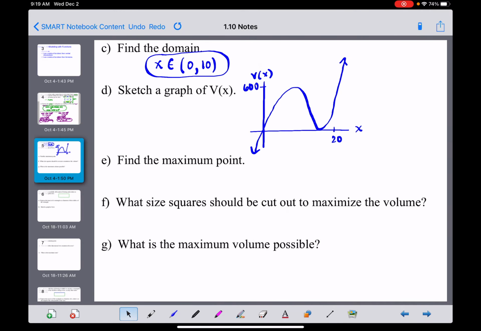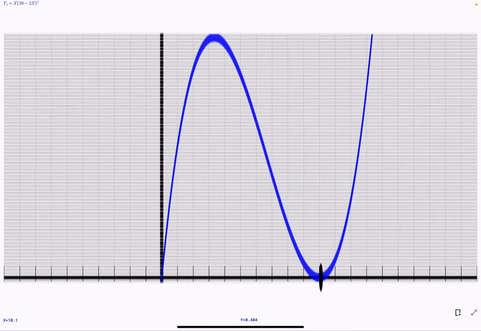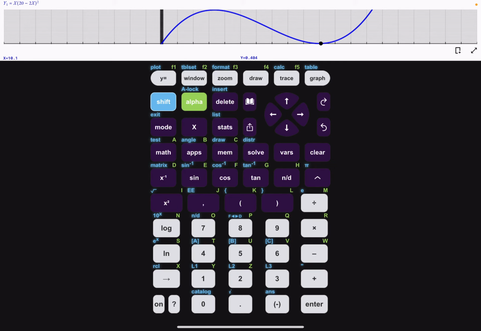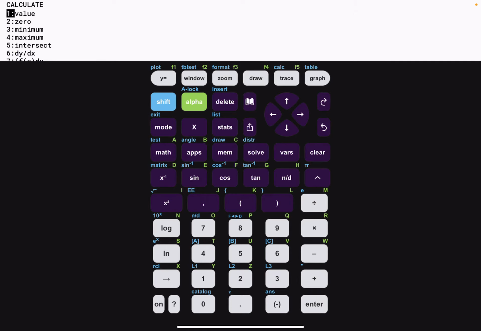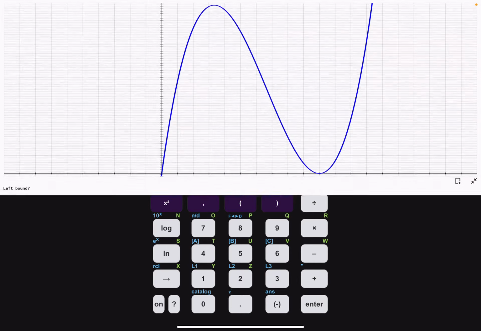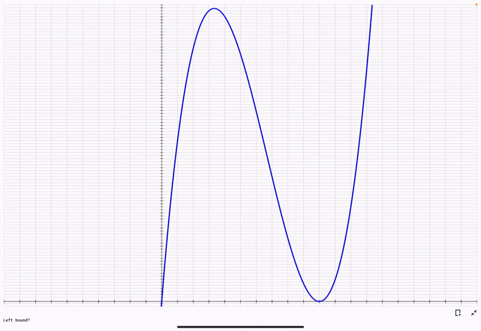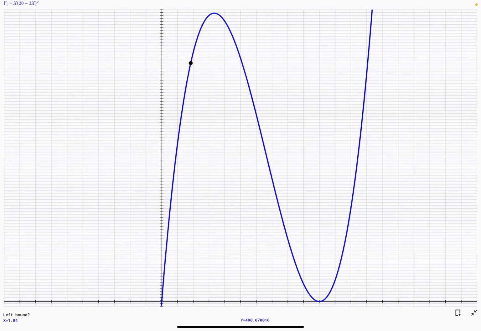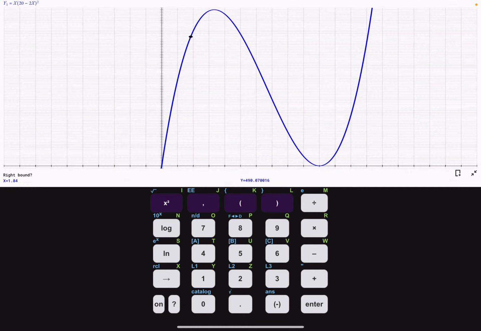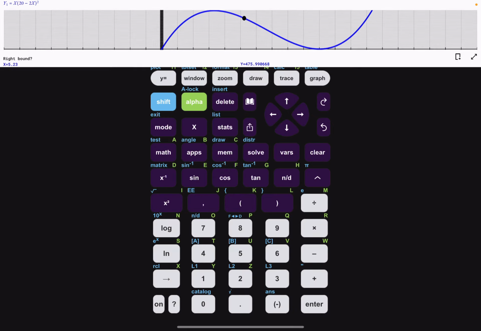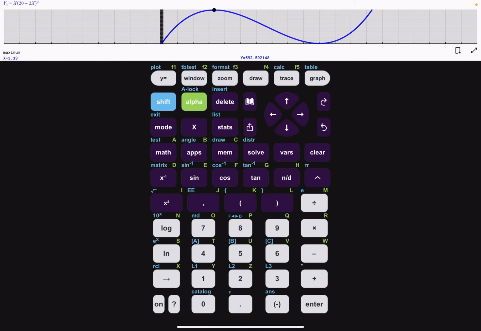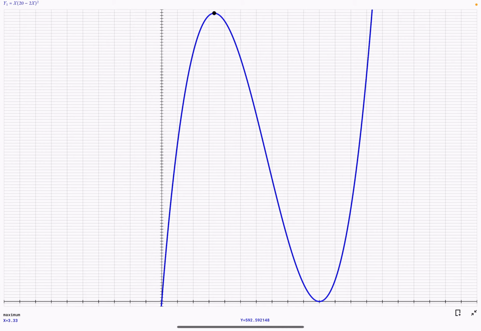Okay. So then it's going to ask you to find the maximum point. So on the graphing calculator, remember you're going to hit second and then trace or calculate. We're going to calculate a maximum, so number 4. And then you're going to go left of the maximum. The maximum is somewhere here around 3 or 4. So left of it and hit enter. Then you're going to go right of it and hit enter. And then it's going to ask you to guess. You're going to hit enter. And then it says the maximum is at 3.33 and then 592.59.